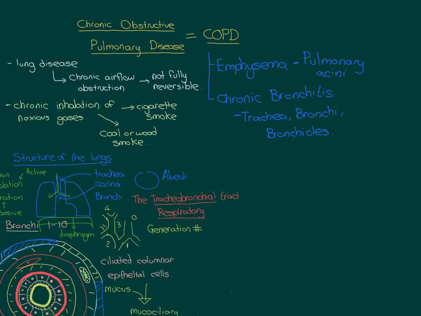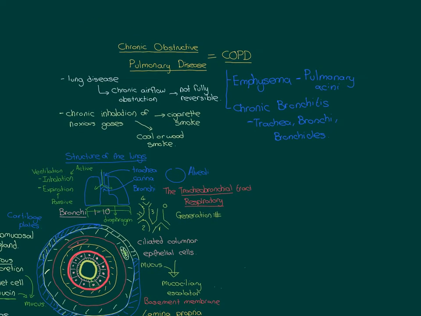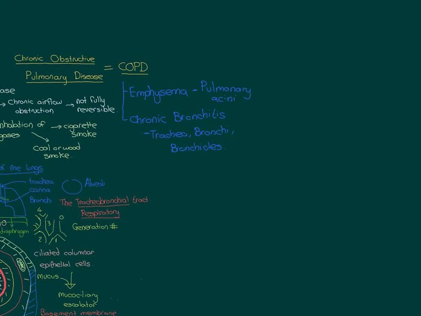So let me start by giving you the definition of chronic bronchitis, and then we'll talk about what actually happens to these airways in COPD to cause chronic bronchitis, and then we'll go through the actual pathogenesis, or what is understood of the pathogenesis.